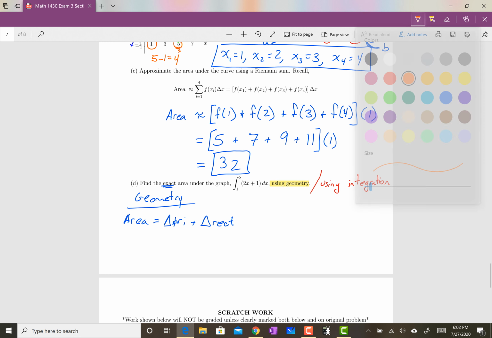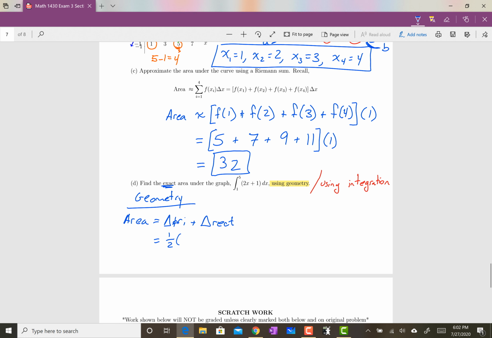So the area is going to be the area of my triangle, which is 1/2 times my base of 4 times my height of 8, plus the area of my rectangle, which is my base of 4 times my height of 5. Okay, so let's multiply everything together. 1/2 times 4 is 2, 2 times 8 is 16, 4 times 5 is 20, and 16 plus 20 is 36. So that's the exact area using geometry.